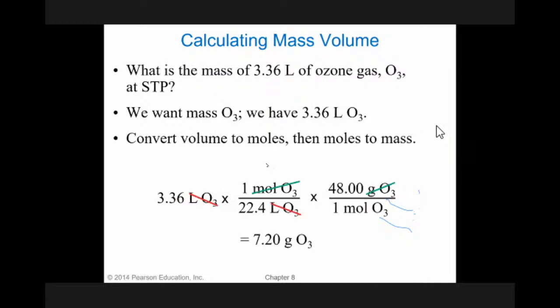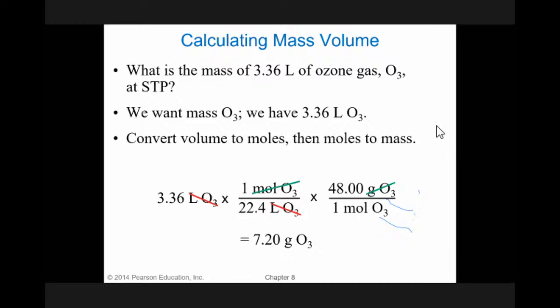All right. So what is the mass of 3.36 liters of ozone gas, which is O3, at STP? They're asking for the mass at STP, the mass when the temperature is 0 degrees Celsius and the pressure is 1 atmosphere. When that question is raised in your mind, they want to know the mass when the temperature is 0 degrees and the pressure is one atmosphere. That is STP. And the molar volume is 22.4.